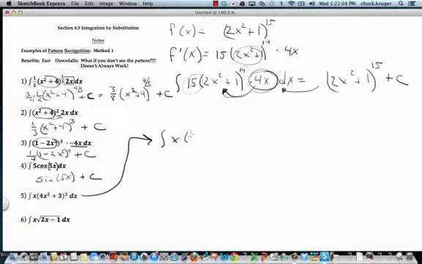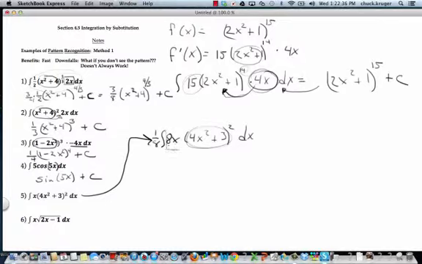Integrate x times 4x squared plus 3 cubed dx. If I take the derivative of this quantity, I'm going to get 8x. I don't have 8x, I have x, so I'm going to multiply by 8. And out here I'm going to write the reciprocal 1/8, because 8 times 1/8 is 1. So I'm really multiplying this whole integral by 1, and I'm not changing its value.